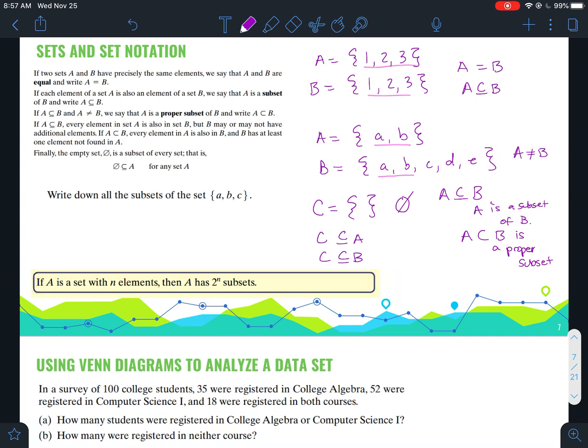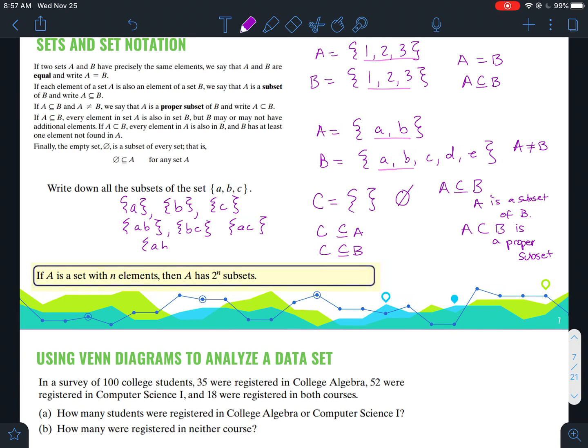All right, so in our example, write down all the subsets of the set {A, B, C}. So we could have the individual elements A, B, C. Those would be proper subsets of the set ABC. And we could do it with two elements, so AB, BC, and AC. Sorry, my birdie brackets are terrible when I'm going fast. And then we could do all three, A, B, C. And then we could also have the empty set.